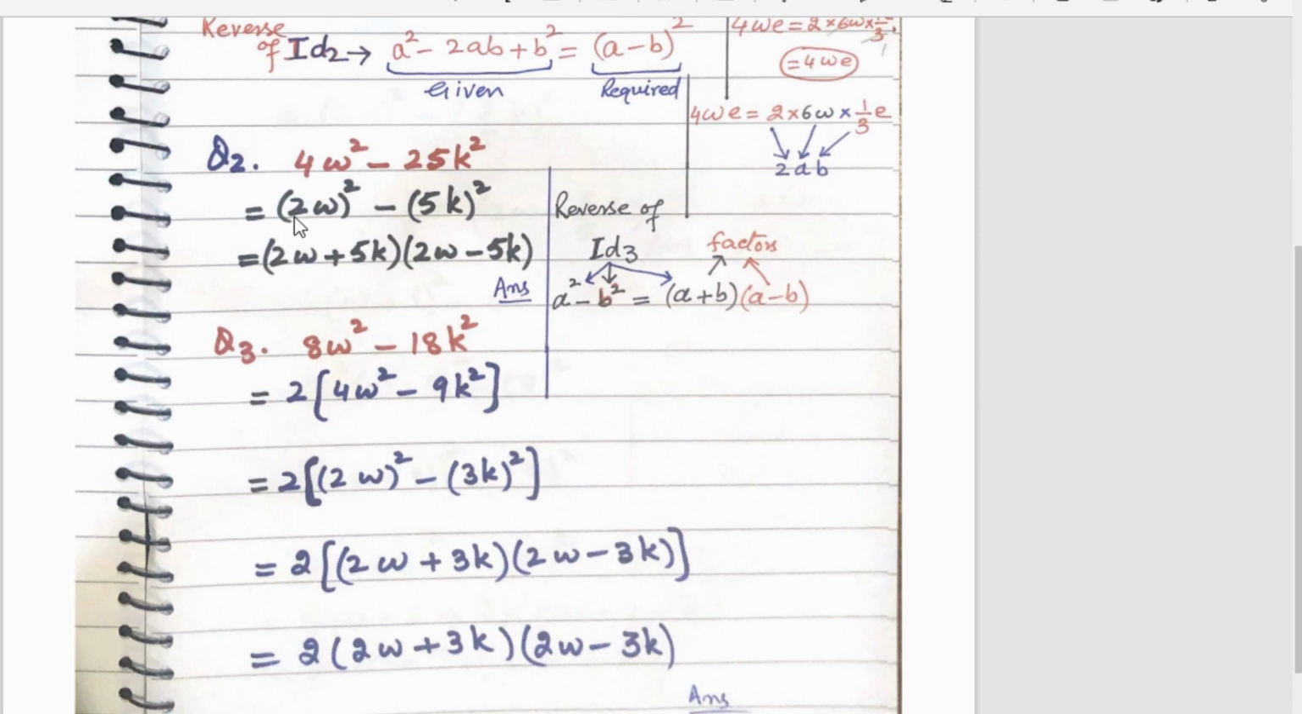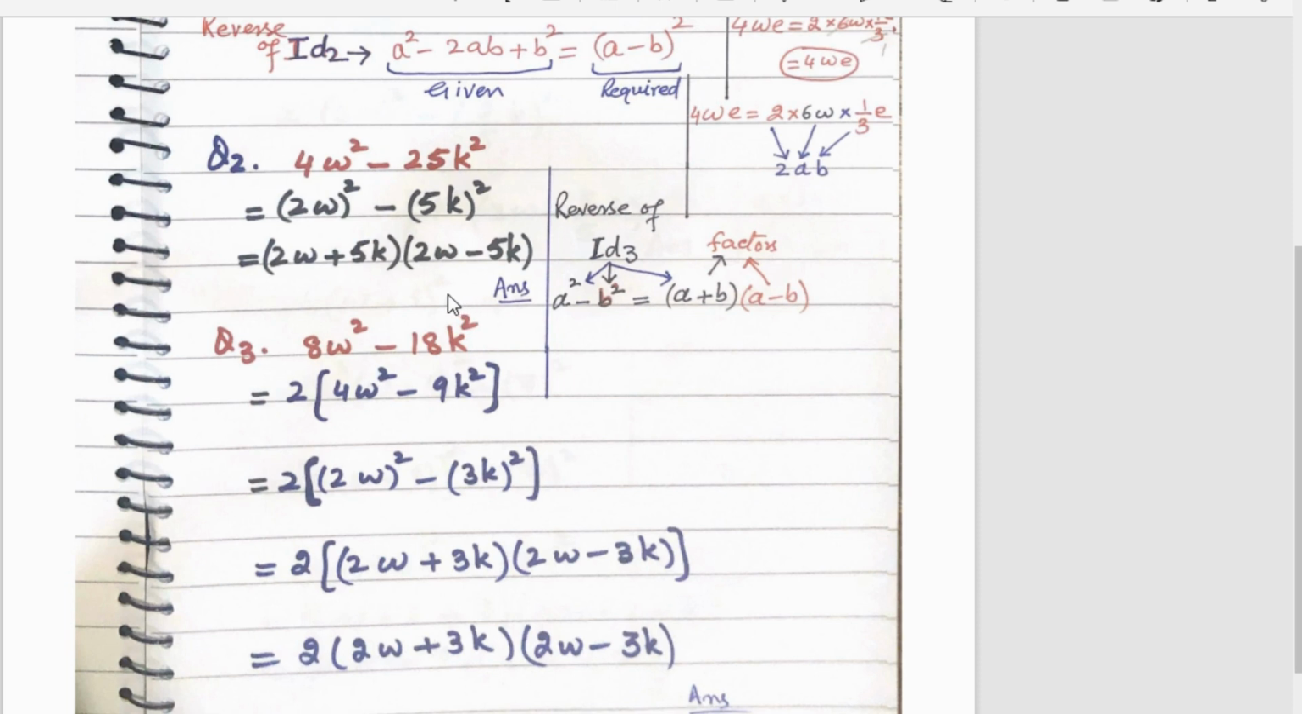What is our A over here? 2W. What is B? 5K, with a plus sign because the formula is saying this. This first factor, A plus B, means 2W plus 5K, because our A is 2W and B is 5K. Into 2W minus 5K, which means A minus B. Now we got A plus B and A minus B with the help of ID 3.